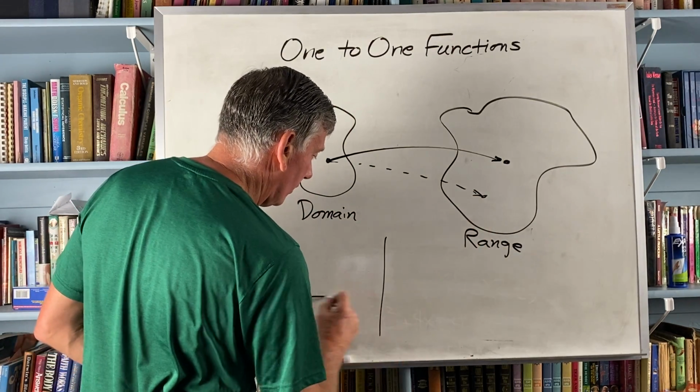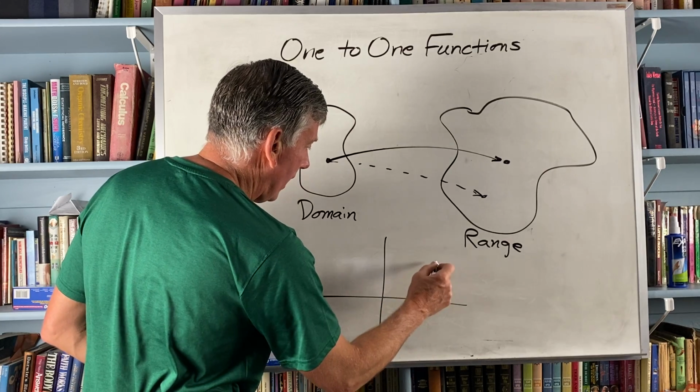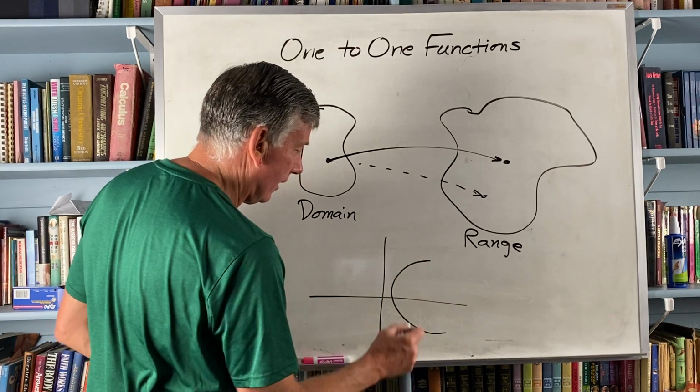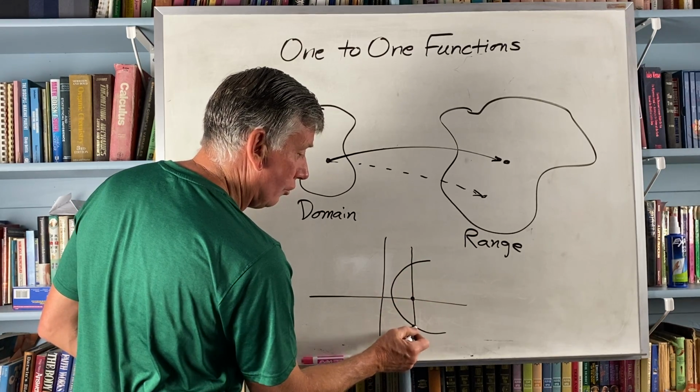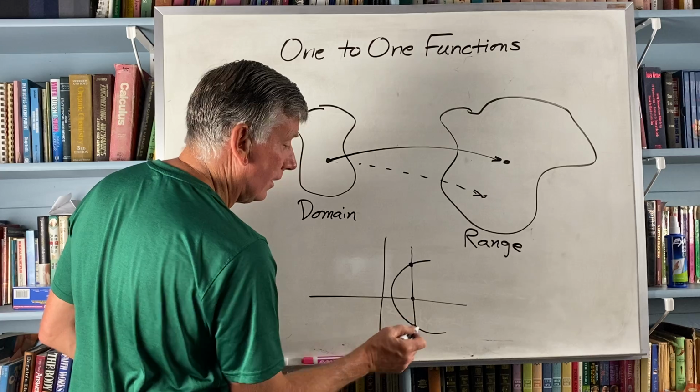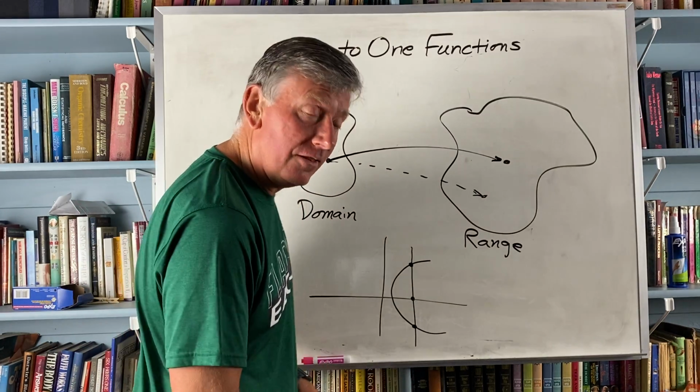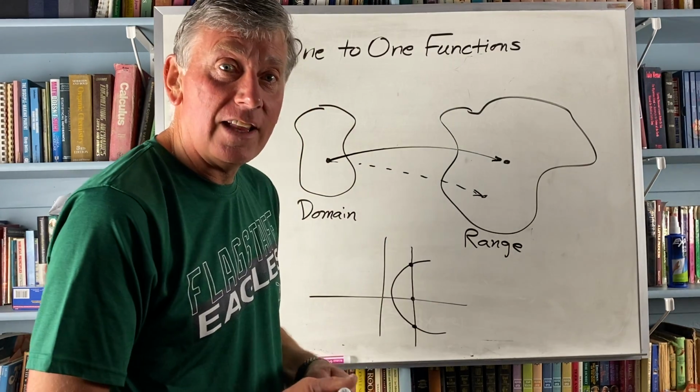And you recall what this looks like with a graph. If we have a function that does this kind of thing, we're going to have an x value going to two y values. And that's not a function. And we test for that by the vertical line test.